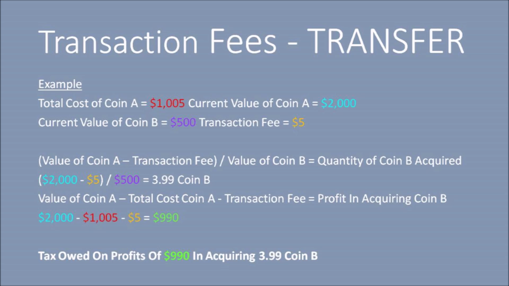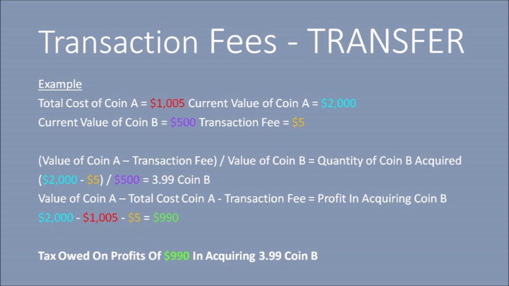So basically we take the value of coin A minus the transaction fee, so $2,000 minus $5. We then divide that by the value of coin B, which is $500. This determines the quantity of coin B being acquired. Due to the transaction fees, this isn't a straight swap. Instead of potentially eliminating transaction fees and getting 4 of coin B, we need to take them into consideration. As a result, we only get 3.99 of coin B.